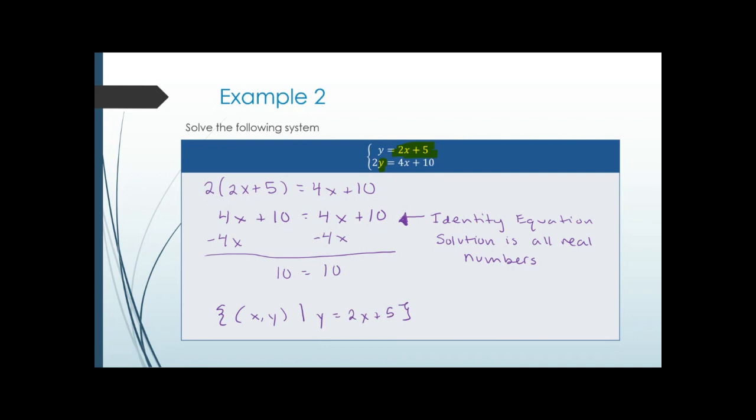It doesn't matter which equation you put in there after the bar just means where. But I usually put the one that's solved for y just in there. But it really doesn't matter.